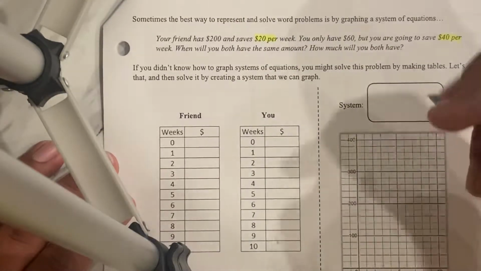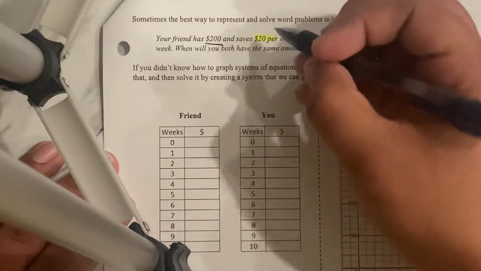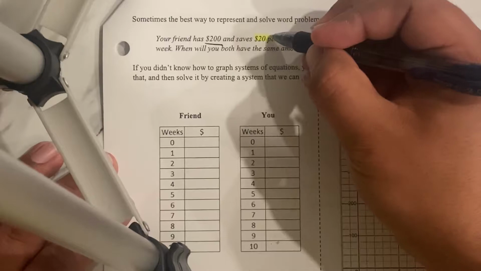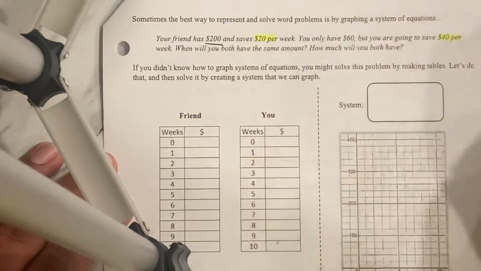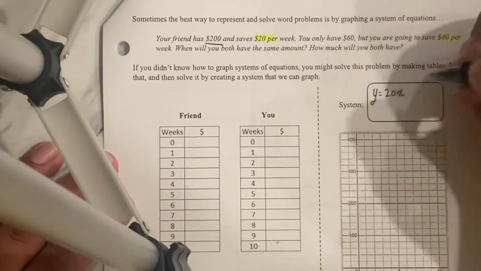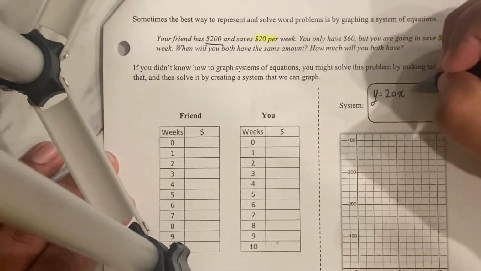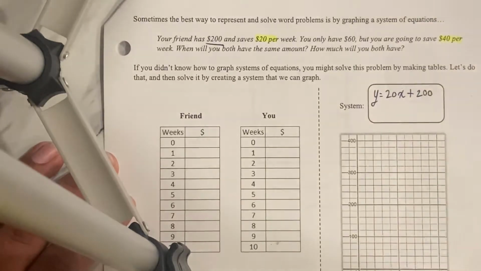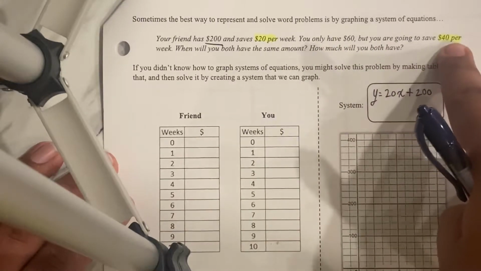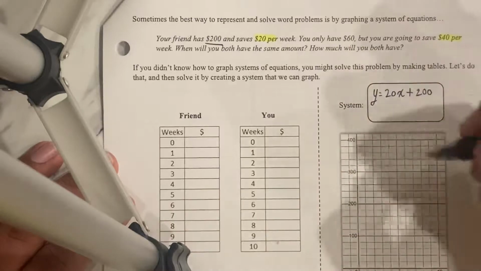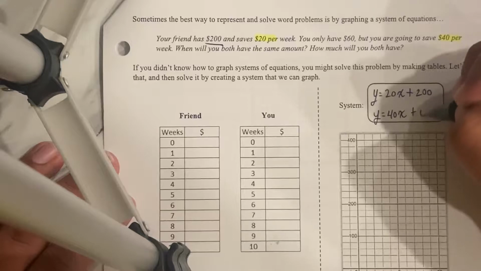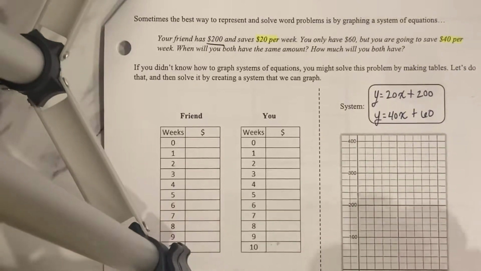Okay, so first equation. This per represents my slope. So I can say that this little part right here is 20x. How would I write this equation? Y equals 20x with our initial start at 200. That's my first equation. Second equation, 40x, starting point 60. Y equals 40x plus 60. Let's do this graph first.